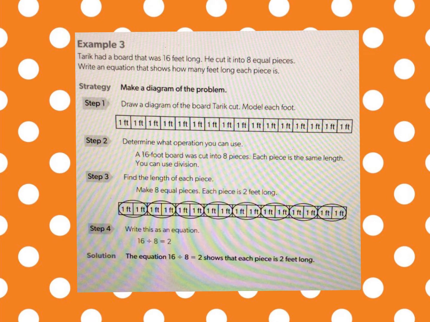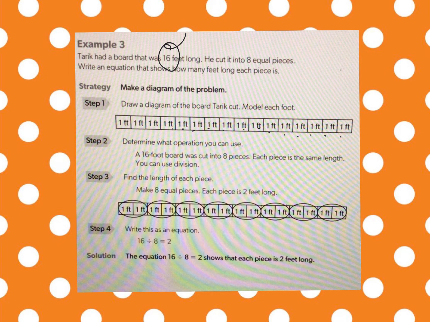For example, Tarek had a board that was 16 feet long. He cut it into 8 equal pieces. Write an equation that shows how many feet long each piece is. So first, what we're going to do is draw a tape diagram of the board Tarek cut. Model each foot. So how many feet? Use those numbers in the story. 16. So we have 1, 2, 3, 4, 5, 6, 7, 8, 9, 10, 11, 12, 13, 14, 15, 16 feet. And he cut it into 8 equal pieces.